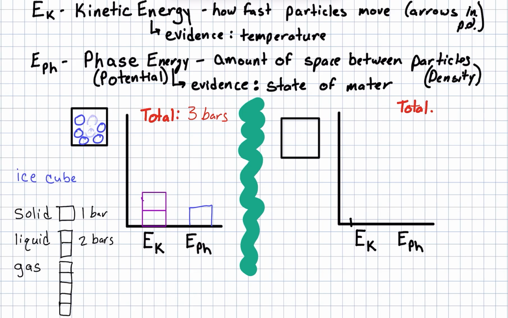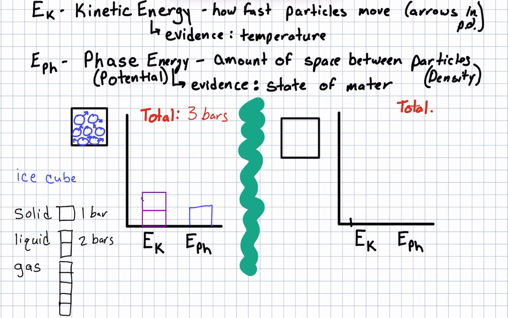Don't confuse phase with temperature, meaning the arrows are based on how hot or cold something is. It is not that it's a solid or a gas. So for example, here, my solid is going to have small little arrows because it's not moving very much. It has a low kinetic energy.